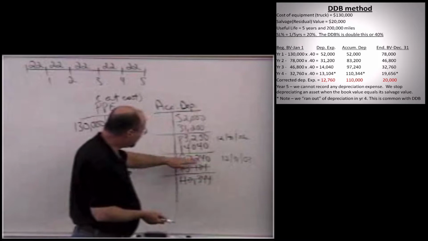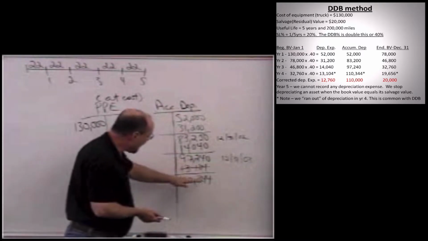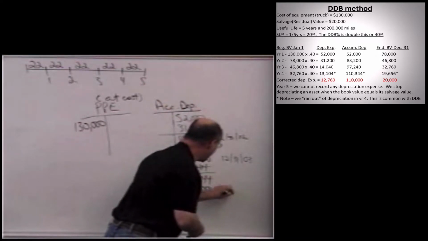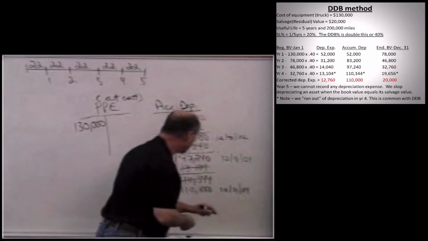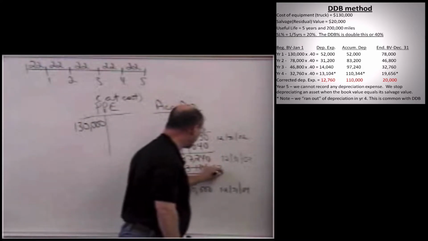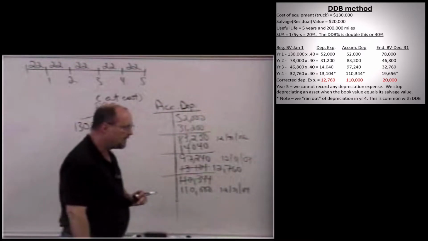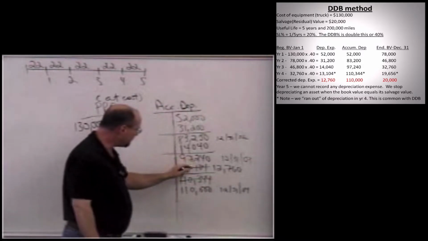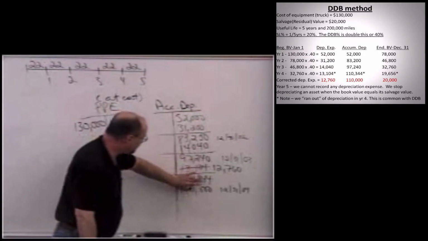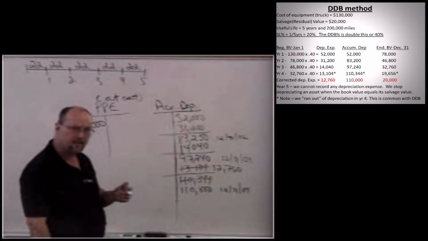So 97,240 plus X, whatever that number may be, has to equal 110. This number here has to stop at 110 on December 4. And so my depreciation, it's in red, can only be 12,760. I can't take the full calculated amount. Because now, 97,240 plus 12,760 equals 110. Okay, and it's simply the difference between these two numbers. And that's the depreciation expense I record in year four.